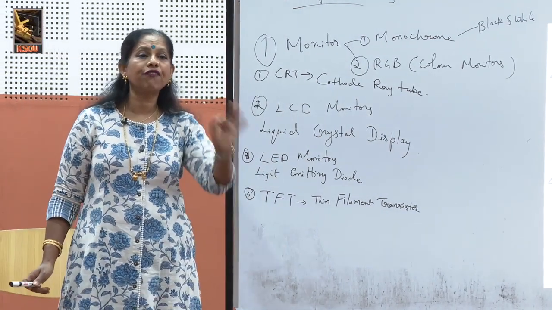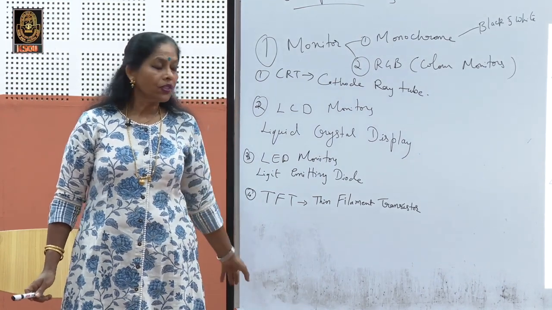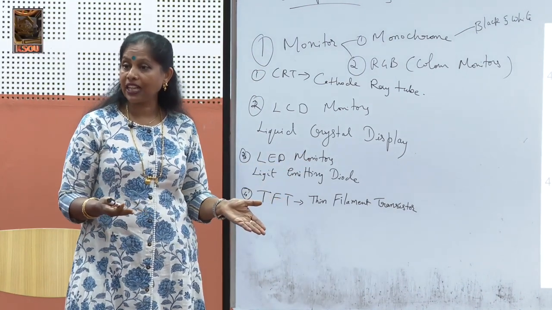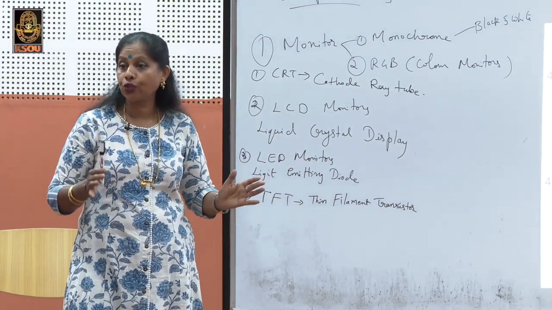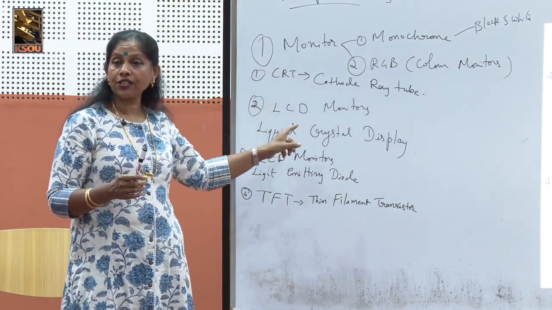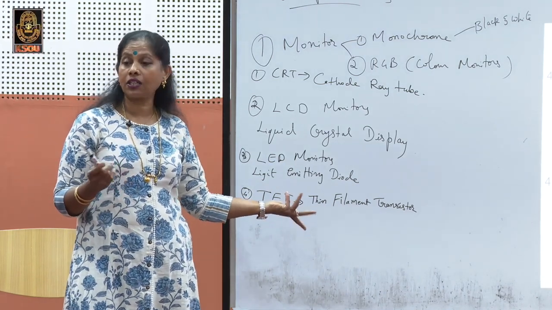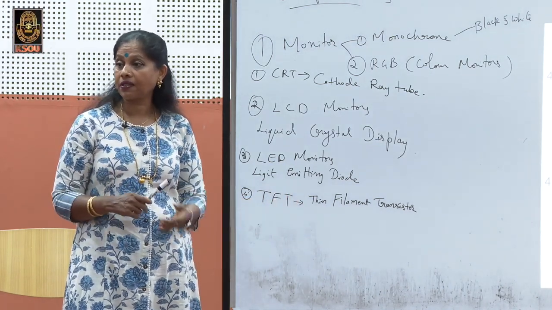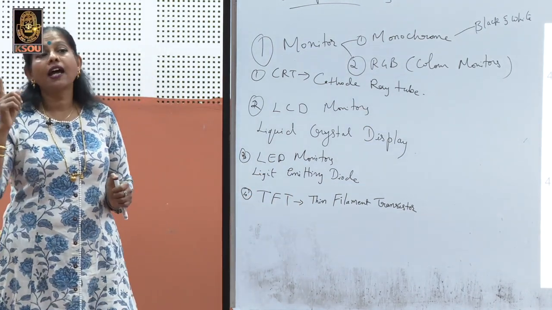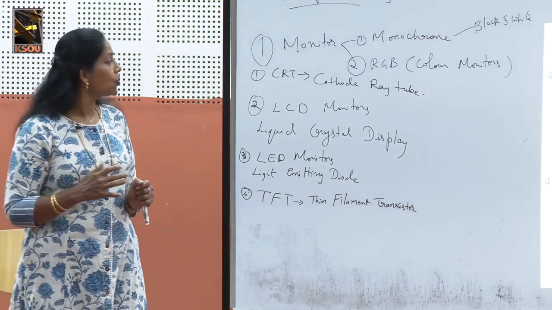These abbreviations are very, very important for banking students. They will not ask you to explain the classification and all, but you should know. For multiple choice questions, they will ask. Monochrome is a single color monitor. Like that, they will ask. If you know the definition of all this, definitely you can answer precisely. Okay, got it? So, shall we proceed?